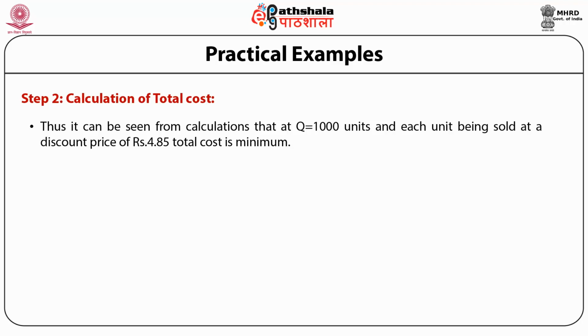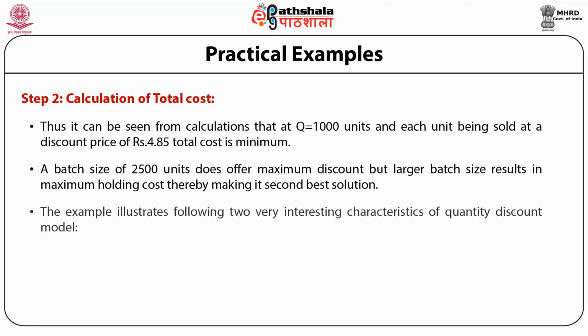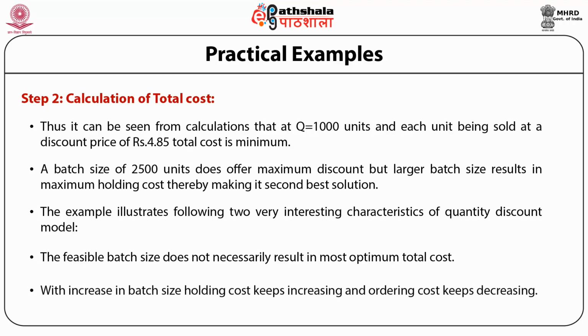Thus, it can be seen from the calculations that at Q equal to 1000 units, with each unit being sold at the discount price of 4.85, total cost is minimum. A batch size of 2500 units does offer the maximum discount, but the larger batch size results in maximum holding cost, thereby making it the second best solution. The example illustrates the following two very interesting characteristics of the quantity discount model. The feasible batch size does not necessarily result in the most optimum total cost. With increase in batch size, holding cost keeps increasing and ordering cost keeps decreasing.